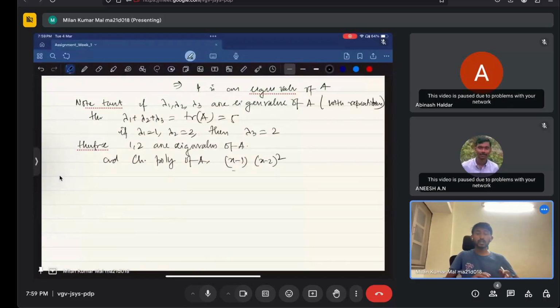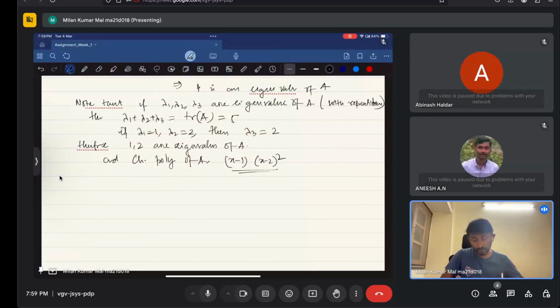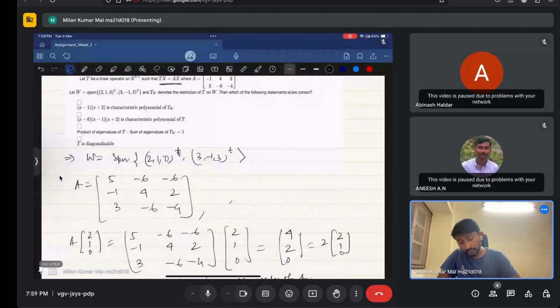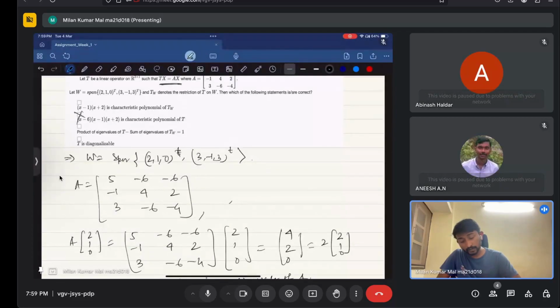This is the characteristic polynomial because the eigenvalue 2 is repeating twice, so the algebraic multiplicity is 2. So therefore the characteristic polynomial option for T, that is false. The characteristic polynomial as a product of the eigenvalues of T minus the sum of the eigenvalues of T_W.